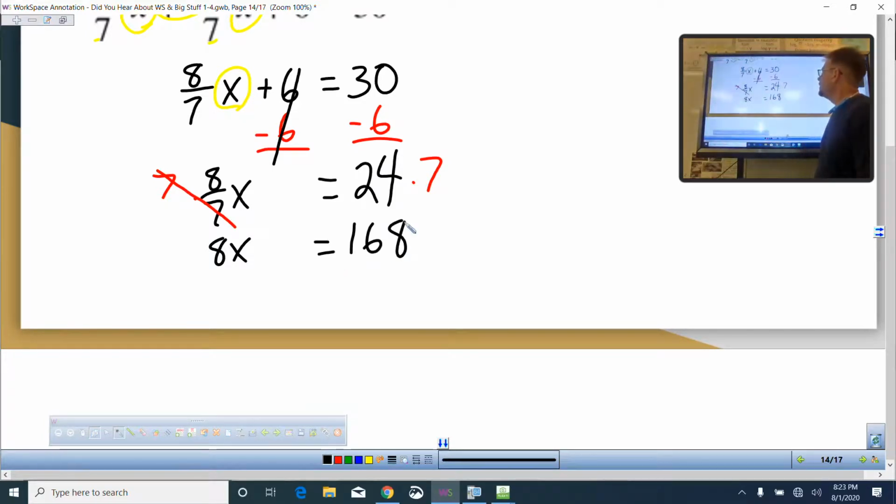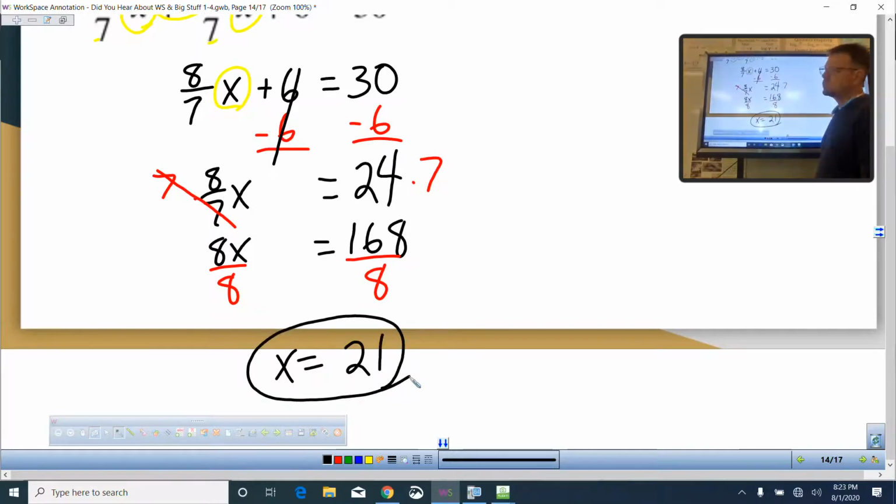Okay, and now I just got to divide by 8, and we're home free, right? Divide by 8 on both sides. And I like to hear "both sides" when you say that. So 16 into 8 goes 2, 8 goes into 8 once, x equals 21. Okay? You can make that happen.